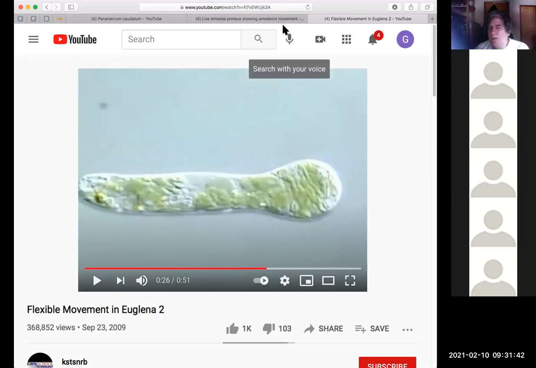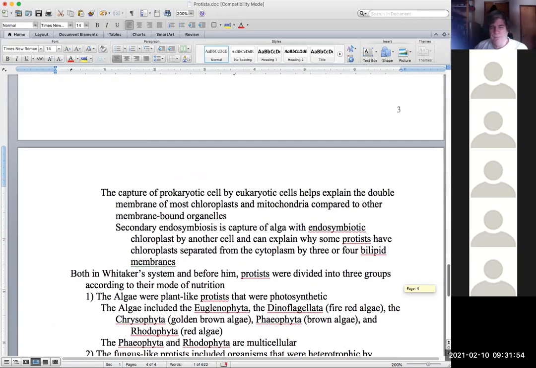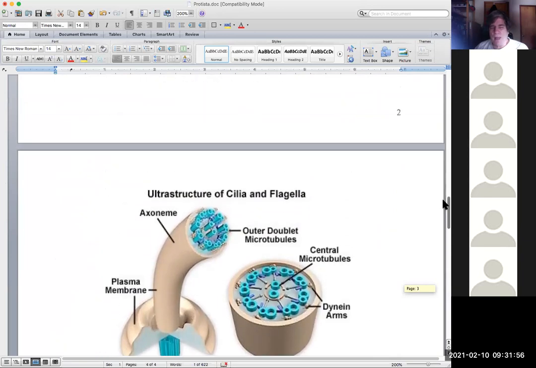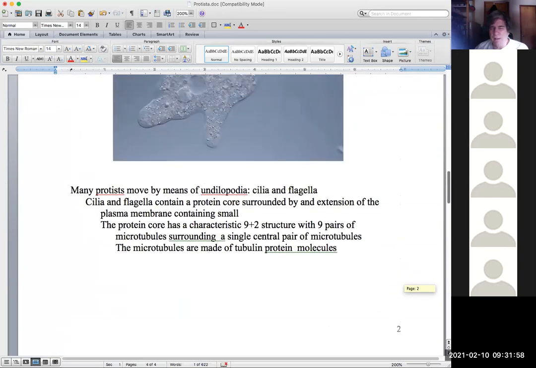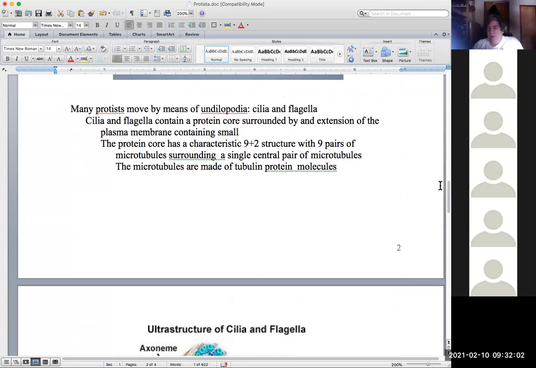So when we look at these organisms, keep in mind when we say that they can move, they're really moving a matter of inches. So they're not moving very far. So let's go back and look at our cilia and our flagella.